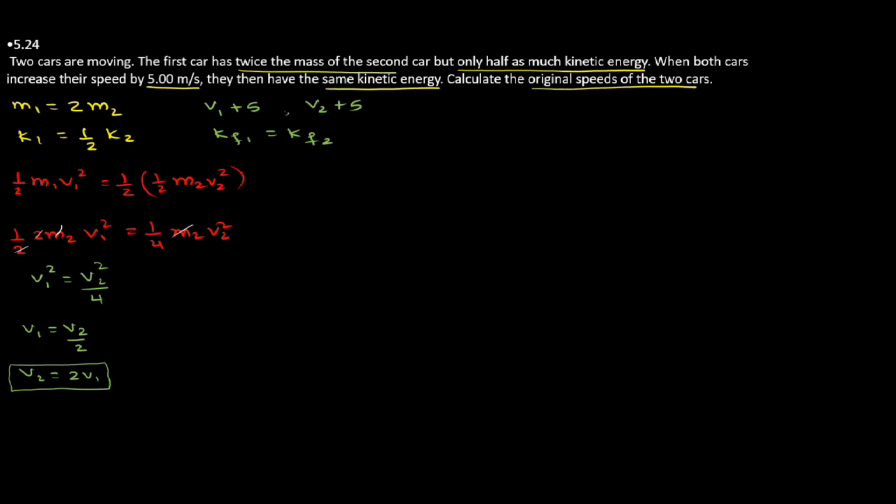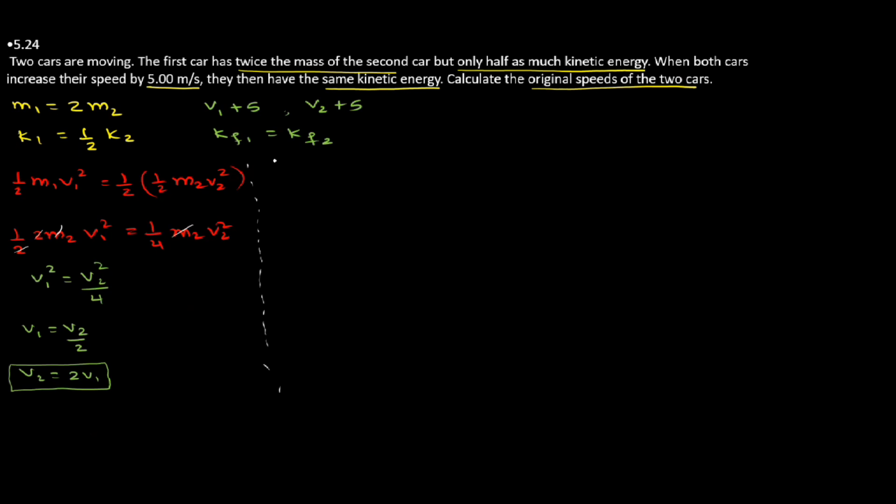I can use this relationship in the next part of the question, where we increase the speed by 5. That makes the kinetic energy equal. So let's start with the next part. When I increase the speed of each car by 5 meters per second, their kinetic energy becomes equal. So let's start from here. Final kinetic energy of car 1 is equal to final kinetic energy of car 2.